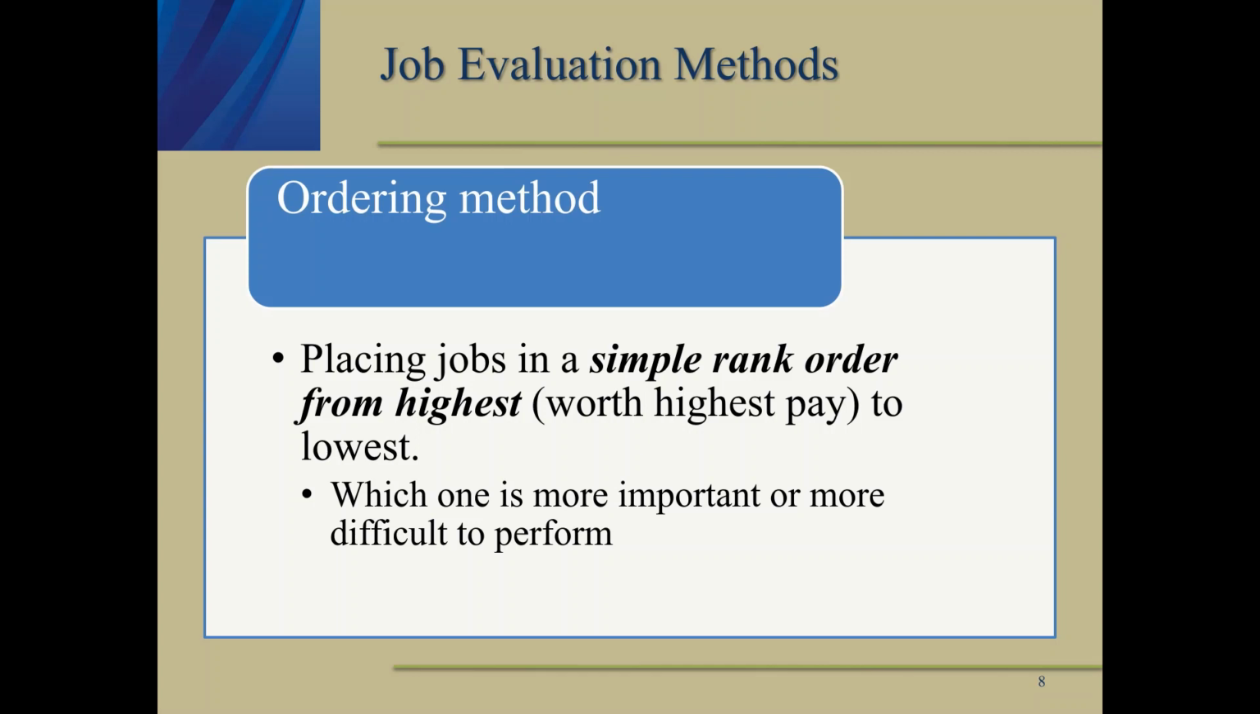In the ordering method, all the jobs are ranked in order. For example, the highest job will be ranked number one, then there's a space for the lower job, then a lower job, and then the lowest job. So the jobs will be placed from highest to lowest. One criterion for putting the jobs from highest to lowest would be the importance of the job. How important the job is, that job is considered the highest job, or the difficulty in performing the job. So two main criteria: importance and difficulty of performing.